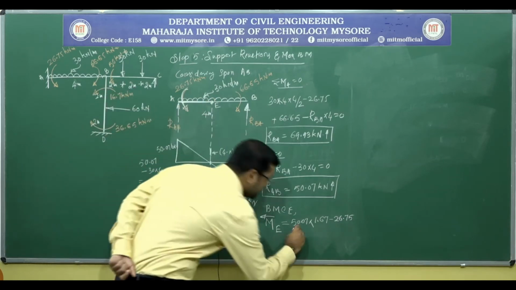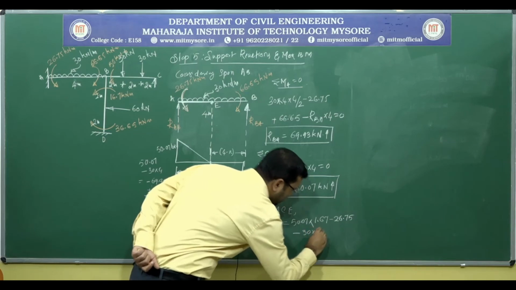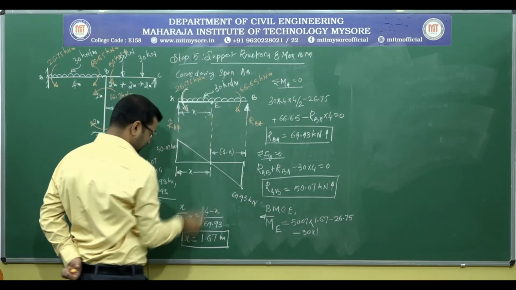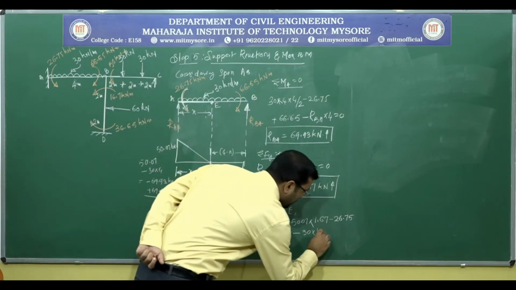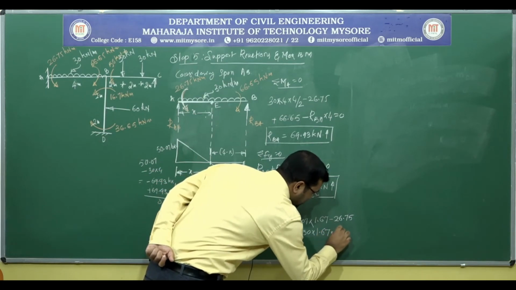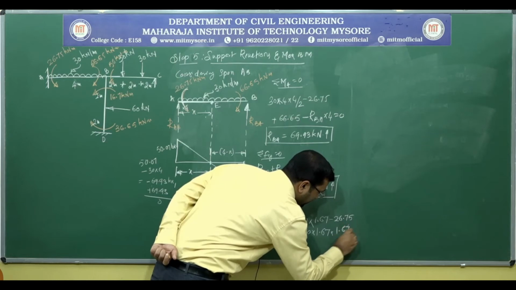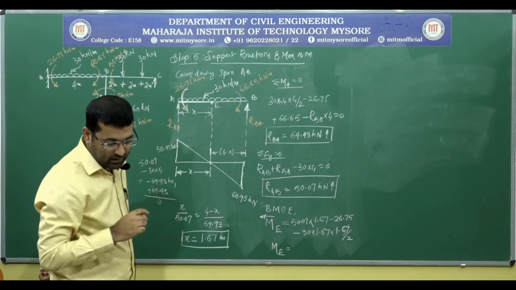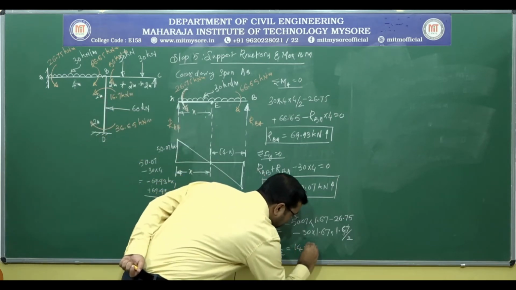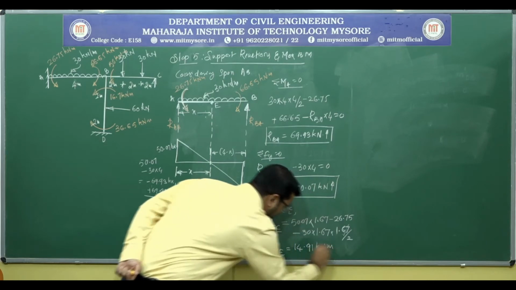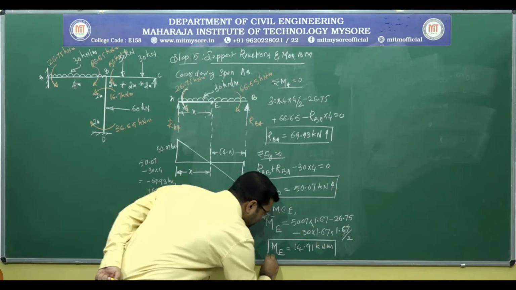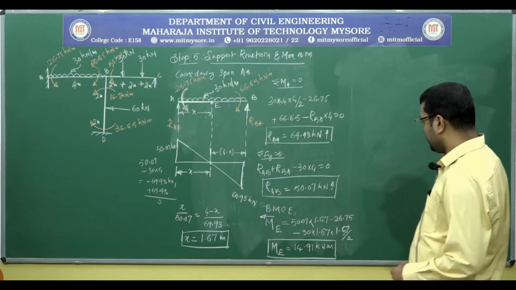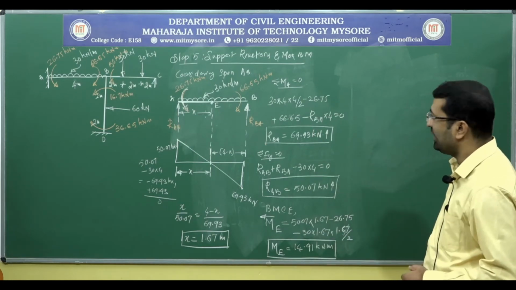Then on this portion, UDL, 30 kilonewton UDL, it is creating an anticlockwise moment with respect to E. So minus 30 into this distance, this is x, this distance is x. So x is 1.67 into 1.67, which is acting at a distance of 1.67 by 2. So ultimately we will get ME as 14.91 kilonewton meter as the maximum positive bending moment at E, right? So this is something about the span AB.